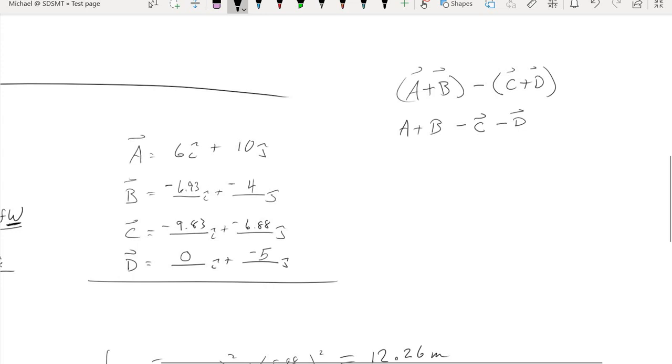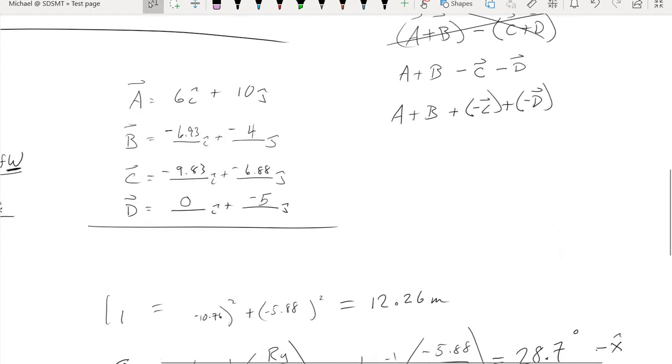And the answer is yes. And so now I don't actually have to go through the order of operations. I can just perform a vector addition problem using negative vectors. All I need to do now is convert vector c and vector d into their negative counterparts. And that's very easy to do now.